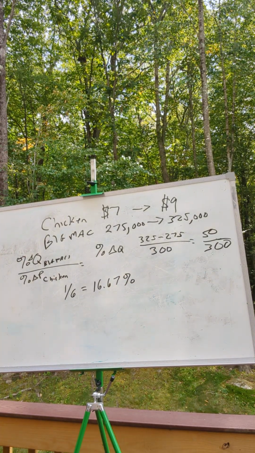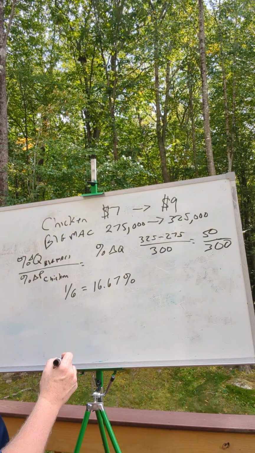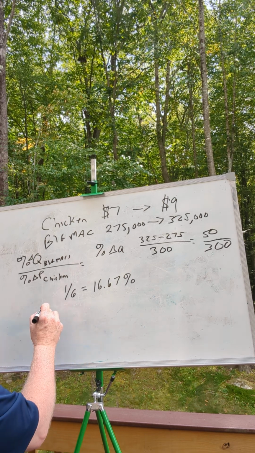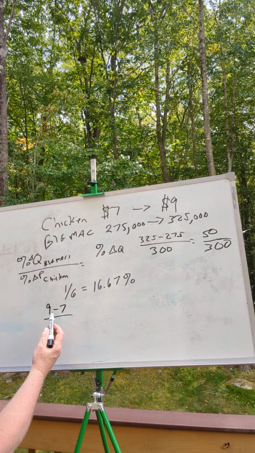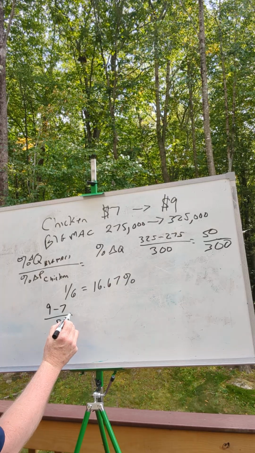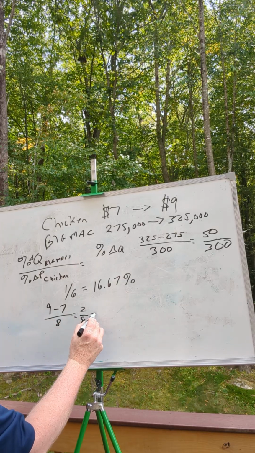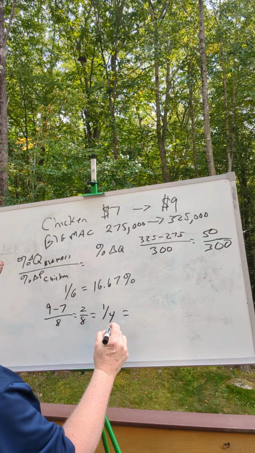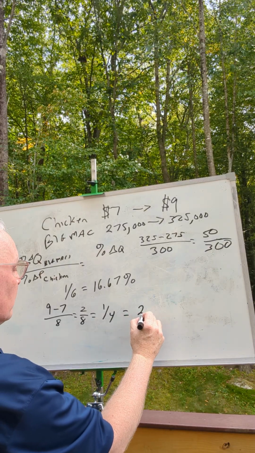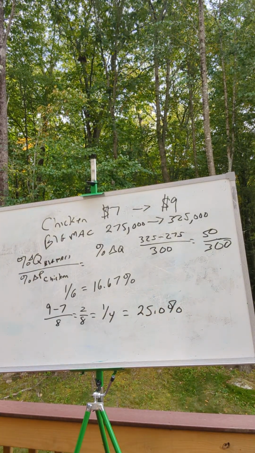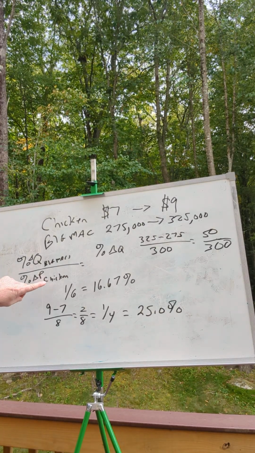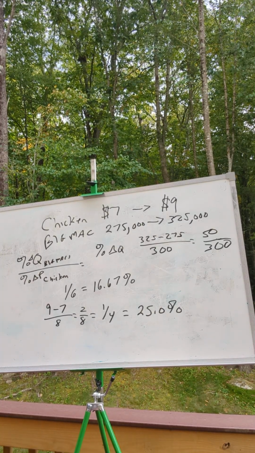The change in price from $7 to $9 would be 9 minus 7 divided by, and again, we can just see that the midpoint between 9 and 7 is 8. So this is 2 over 8, which is 1 over 4, which equals 25.0%. So the elasticity is the percent change in quantity over the percent change in price.